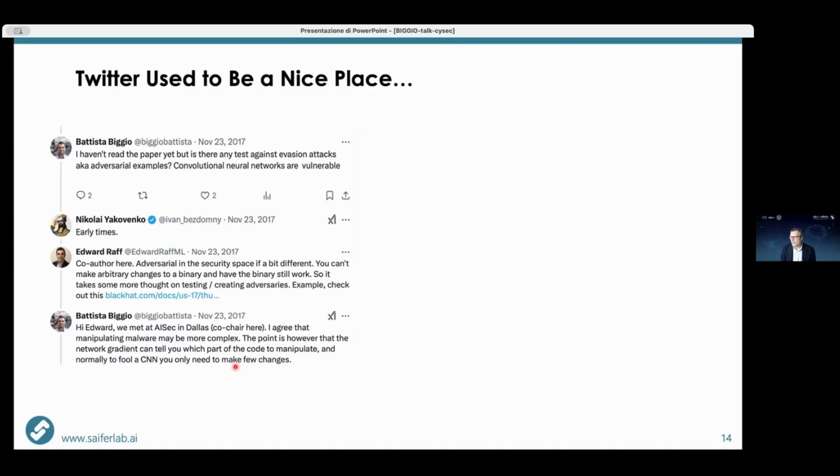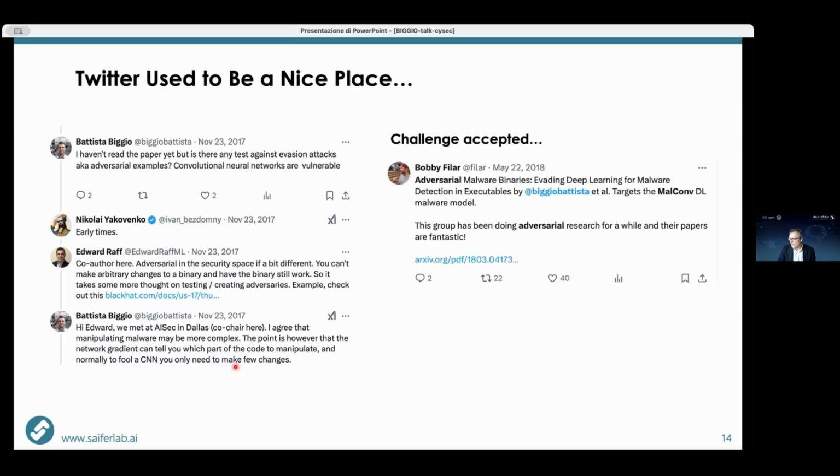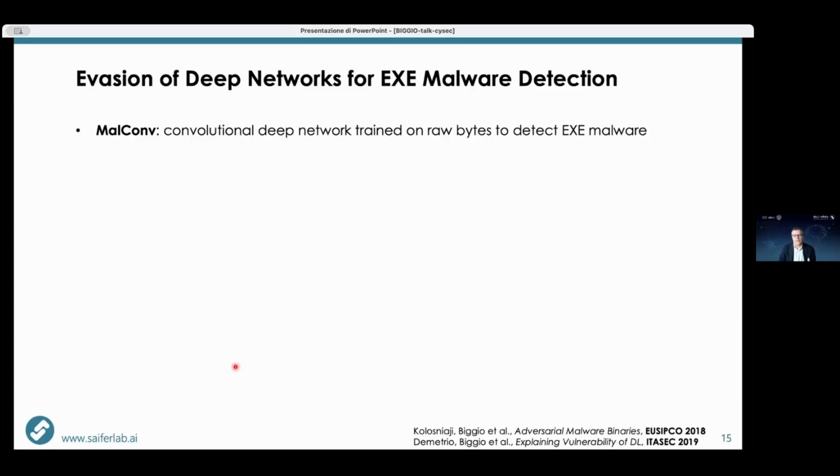And basically, the argument was also that modifying malware is not as easy as modifying images because you cannot just change the bytes as you do with pixels without corrupting the malware functionality. And then we show that instead you can do it in an easy way, and you can fool this architecture that is called MalConv, as well as many similar models. So how did we do it?